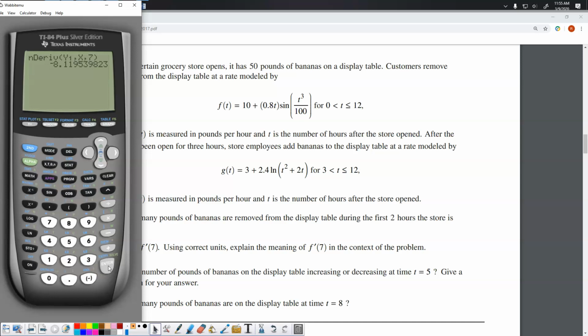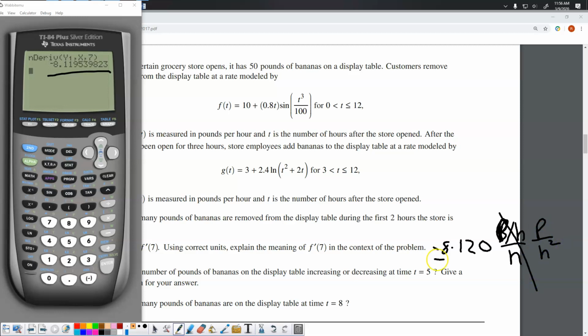8.1195, etc. Now, just so you guys know, you always want to go to mode and make sure that your calculator is in radians, because if it accidentally gets set to degrees, you're going to get wrong answers. So always make sure your calculators are set to radians. But anyway, we have that as our answer there. If we round to the nearest thousandths, it would look like that. But what are the units? The units of f are pounds per hour, right? But when you take the derivative of that, that's pounds per hour per hour. In other words, pounds per hour squared.